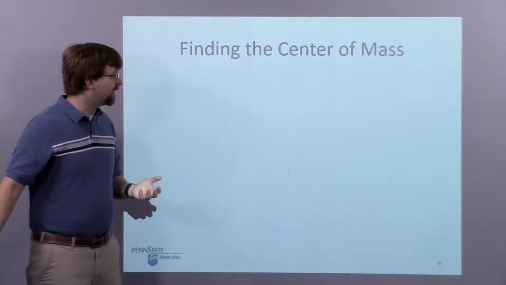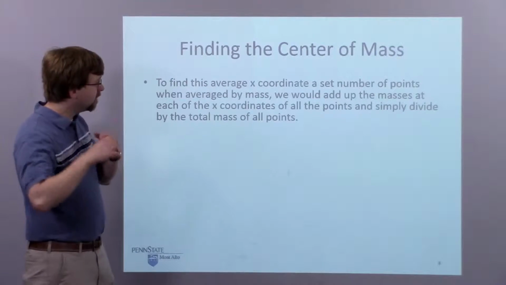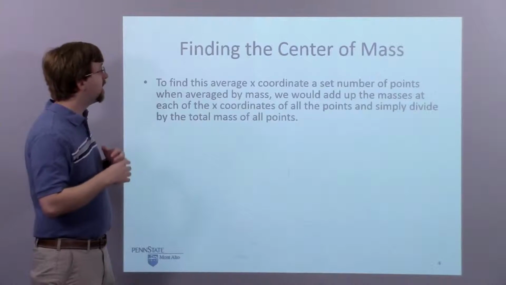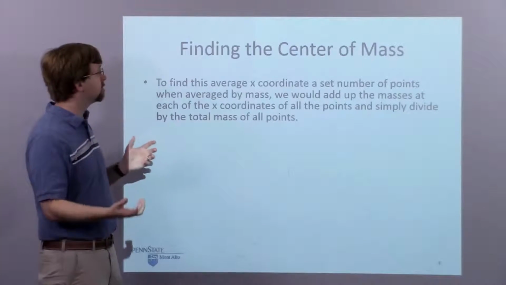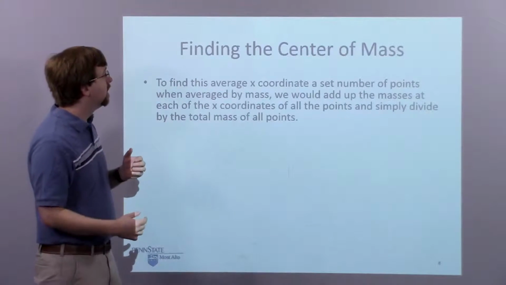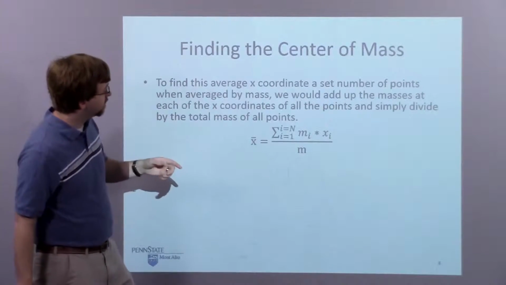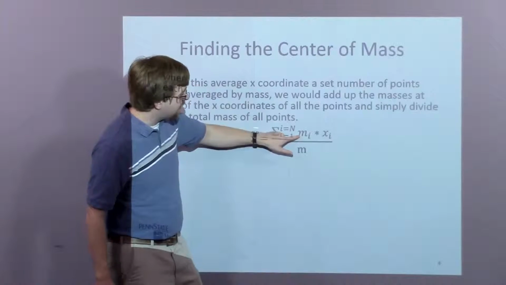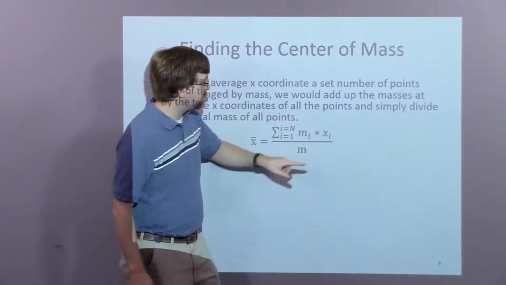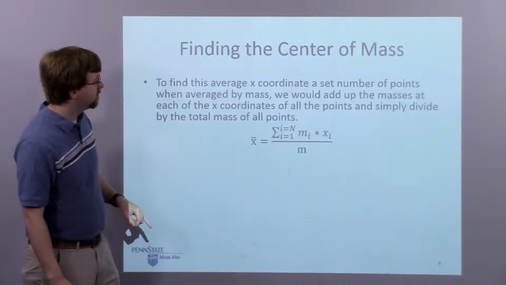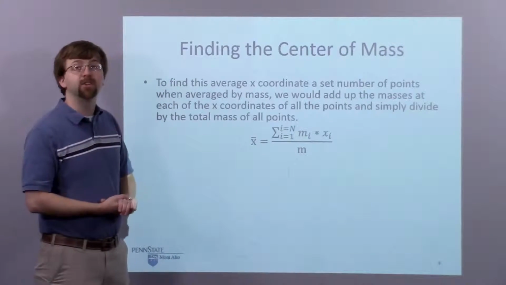Alright, so finding the center of mass, we're going to look at where this comes from. To find the average x-coordinate of a set number of points when averaged by mass, we would add up the masses times the x-coordinates. So the mass at each point times the x-coordinate of that point, add all those up, divide by the total mass, and I would get the average x-coordinate.